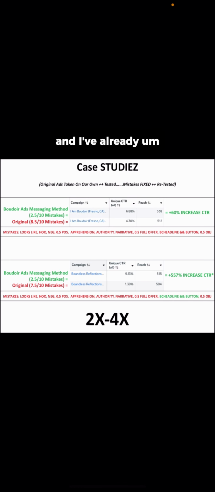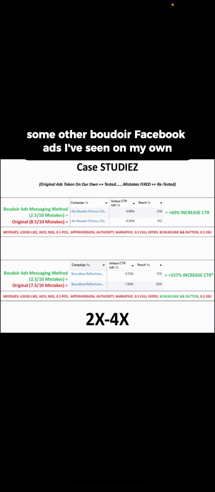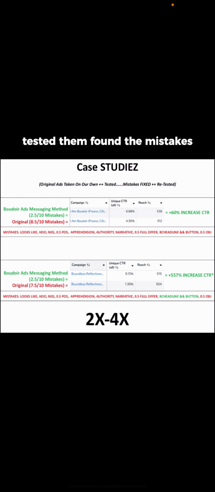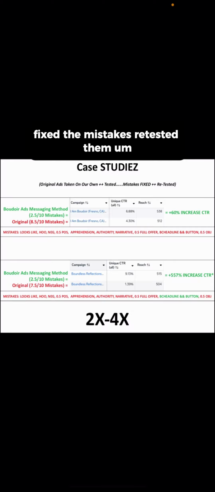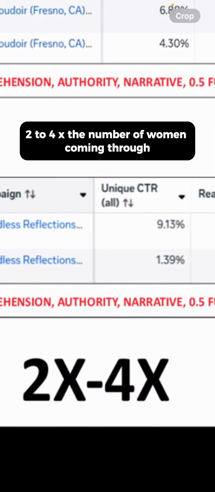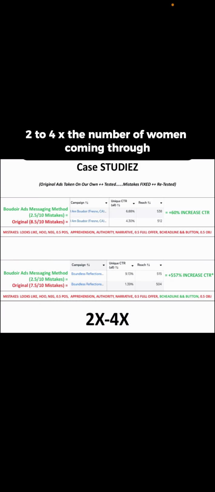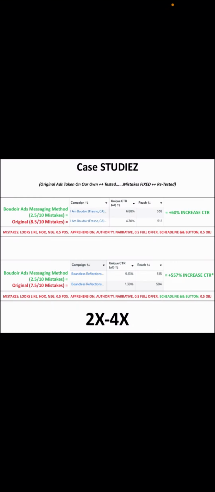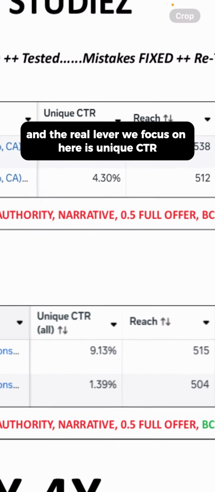And I've already taken some other boudoir Facebook ads I've seen on my own, tested them, found the mistakes, fixed the mistakes, retested them, and I've been able to get about 2 to 4x the number of women coming through, reading the ad copy, and becoming pre-qualified, literally with the same ad spend, just by fixing some of these mistakes. And the real lever we focus on here is unique CTR all.